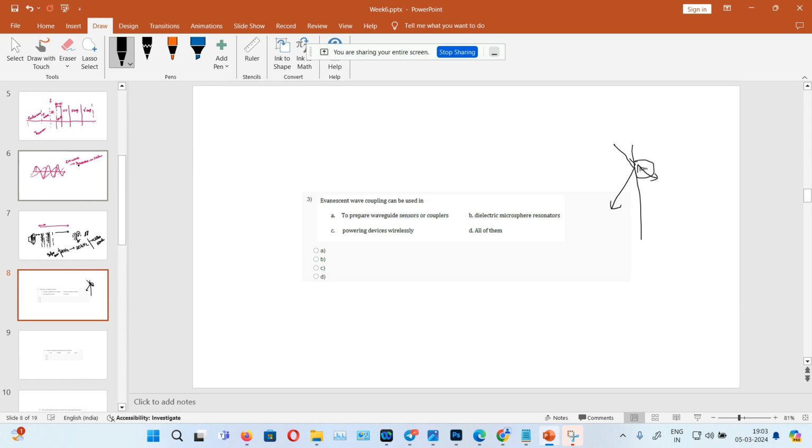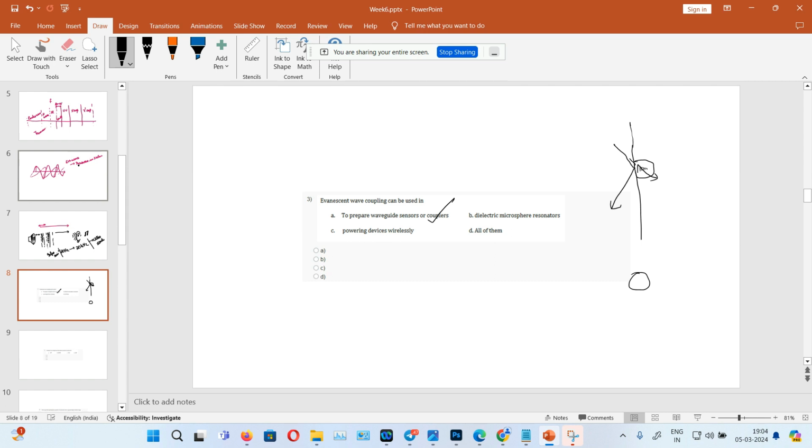Waveguide sensor: when the signal is passing through the waveguide, even though we say there is 100% reflection, a small evanescent field will be present near the interface, and you can detect it at the other side. So this can be used. Dielectric microsphere resonators are small microspheres used in photonic crystals, laser actions and other things.